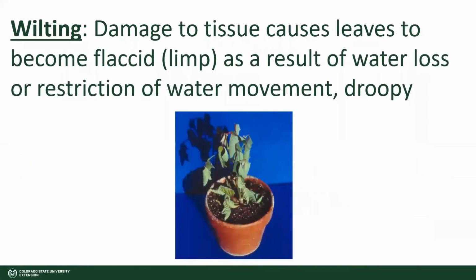We could also have wilting, and this is the damage of tissue that causes the leaf to become flaccid. So they are limp, and this is the result of water loss or the restriction of water movement. So the plants are droopy, and sometimes this is a symptom when you haven't watered your plants, they are going to look like that. But some pathogens, even if you are watering your plant, can also cause wilting of the plant. Especially soil-borne pathogens will cause those wilting symptoms. But again, this is always on the plant. So the plant is telling you that something is wrong.